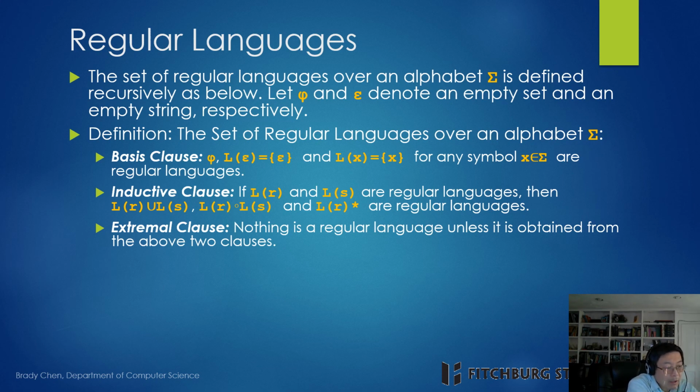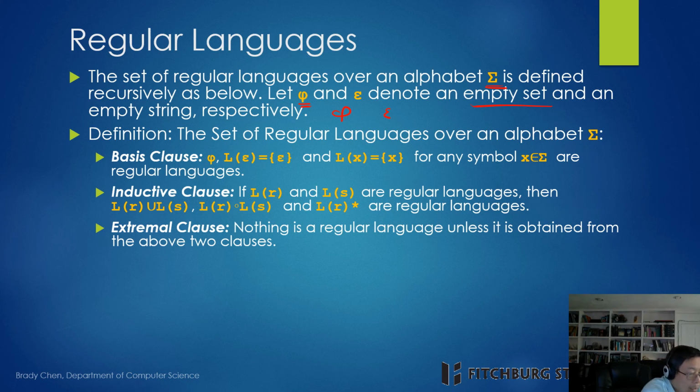Now, the set of regular languages over the alphabet sigma is defined recursively as below. Okay, now first let's define two symbols. The phi, which denotes the empty set, and the epsilon, which denotes the empty string. Okay. Now you will see the difference between these two. One is a set, the other one's a string. So the empty set, empty string.